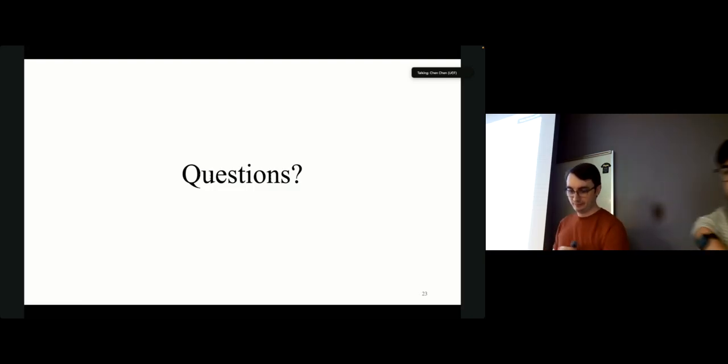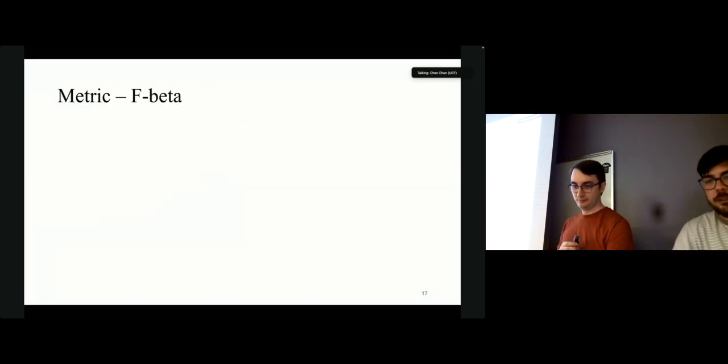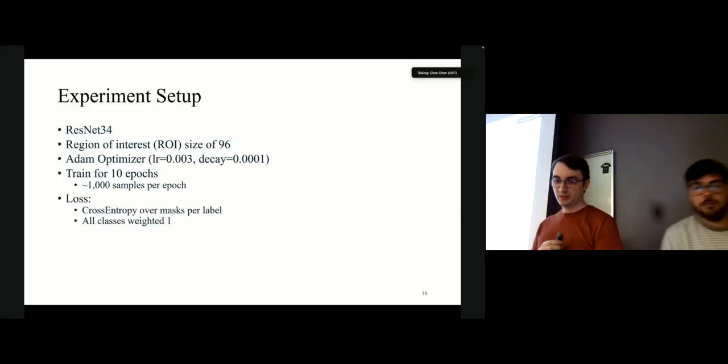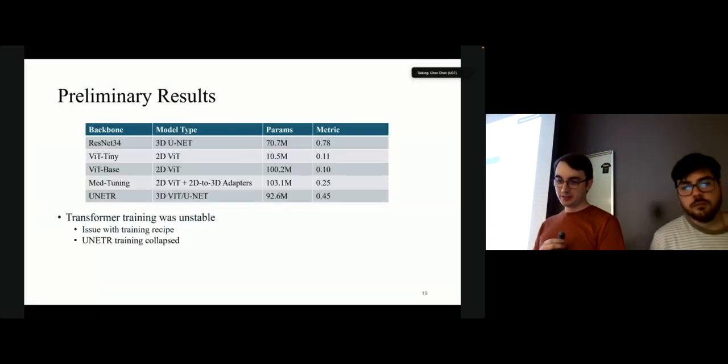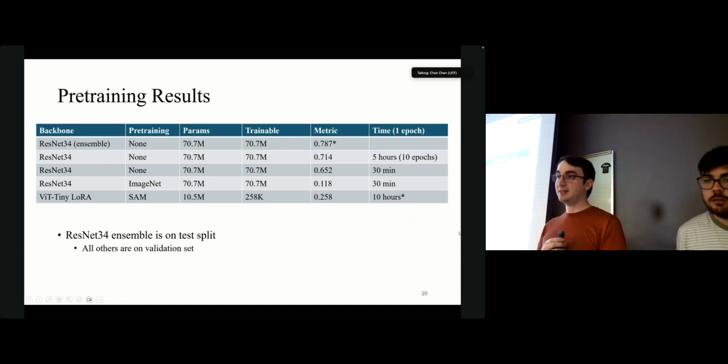So can you go back to this? Yeah. It's not there, but we're just using one of them in our tables. But the results you have. Oh, yeah, so this result slide, this ResNet slide has better results. Okay, the star one is their ensemble, right? Yeah, this is on the test split. All of the other results are on the validation set.